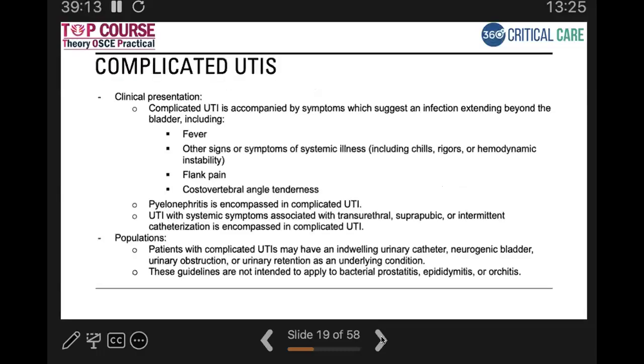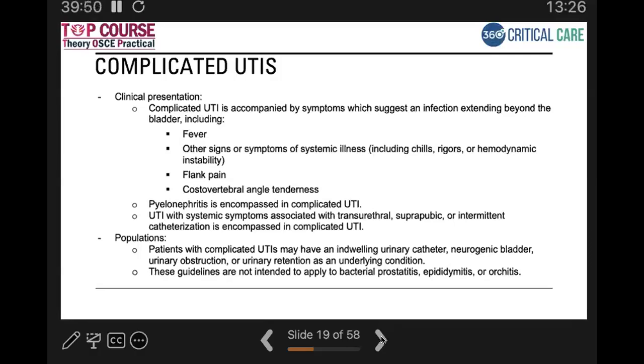Okay. Now, coming on to complicated UTI. How does the IDSA define complicated UTI? A complicated UTI is accompanied by symptoms which suggest an infection has extended beyond the bladder. The patient will have fever, other systemic signs, flank pain, costovertebral angle tenderness, which was not seen in uncomplicated UTI, right? Pyelonephritis has become a part of the complicated UTI, and a patient on an indwelling catheter also comes under complicated UTI.